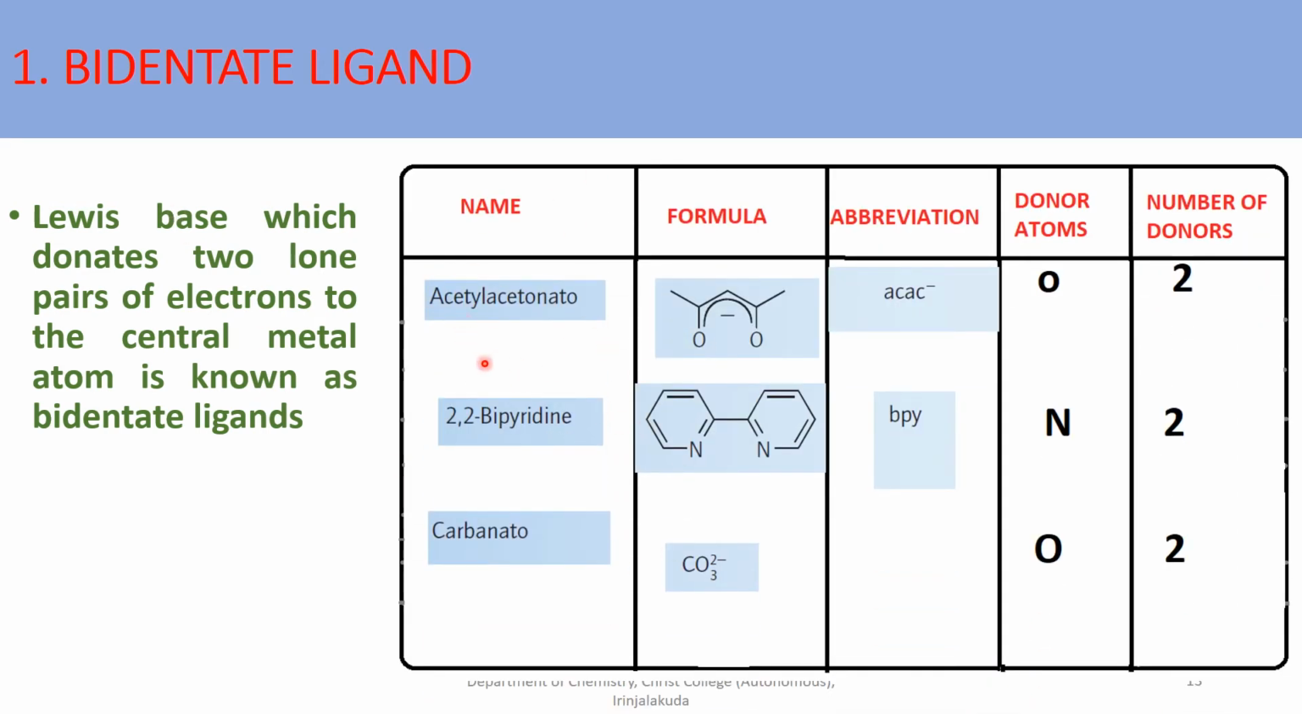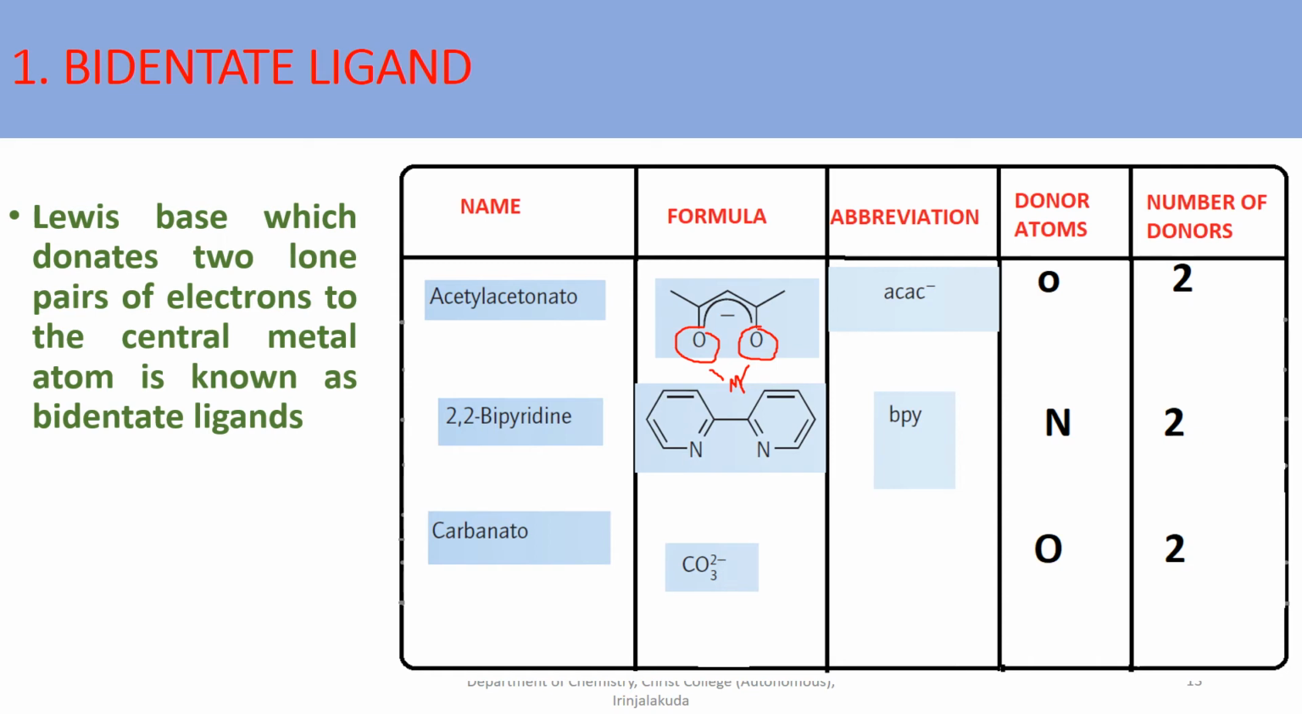Examples are acetylacetonate. Its formula you can see in this table, and the abbreviation is ACAC minus. Here the donor sites are oxygen. You can see from the table the two oxygens. Acetylacetonate contains two oxygens which can coordinate to the metal atom. So it acts as a bidentate ligand, in which you can see two donor oxygen atoms.